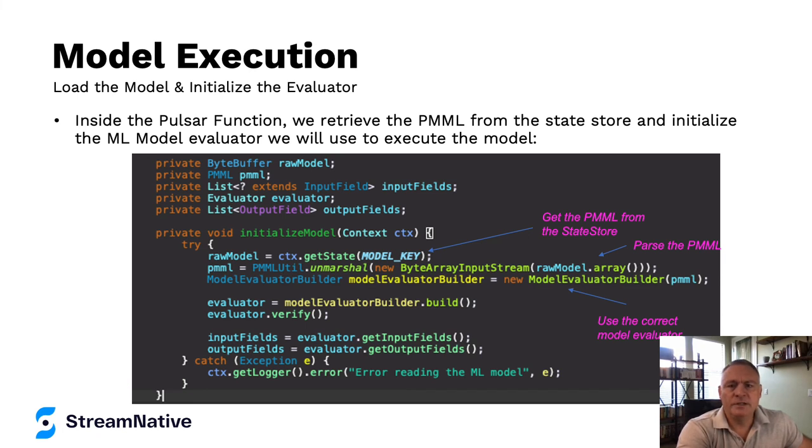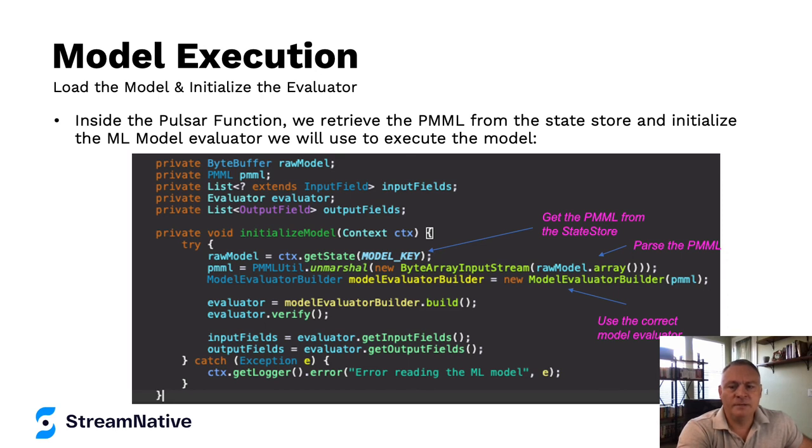Let's take a look inside the initialization method. The first thing we do is retrieve the raw bytes of the PMML file from the state store using the predefined key to locate the bytes. Next, we will use a utility from the third-party PMML library that we've imported to convert these raw bytes into a PMML format. Then we create a model evaluator and initialize it with the PMML representation of the model as shown here.